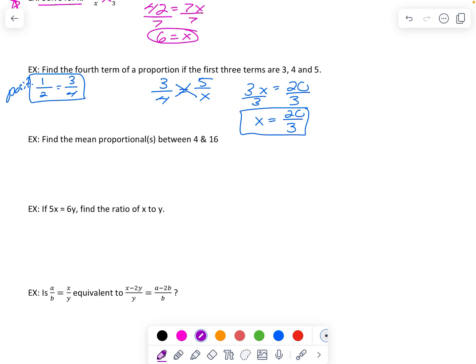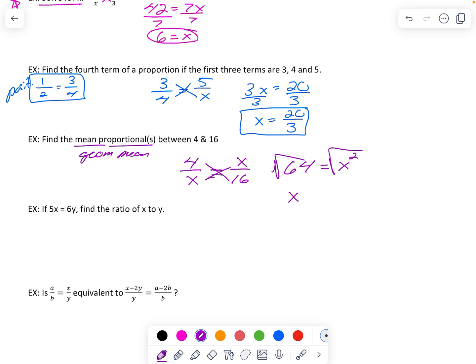Next, find the mean proportional. Remember, this is the same as geometric mean between 4 and 16. So we're going to set up our proportion. 4, 16, x, x. That's how we do the geometric mean. So 4 times 16, 64 is equal to x times x, or x squared. Square rooting both sides, we get x is equal to plus or minus 8.